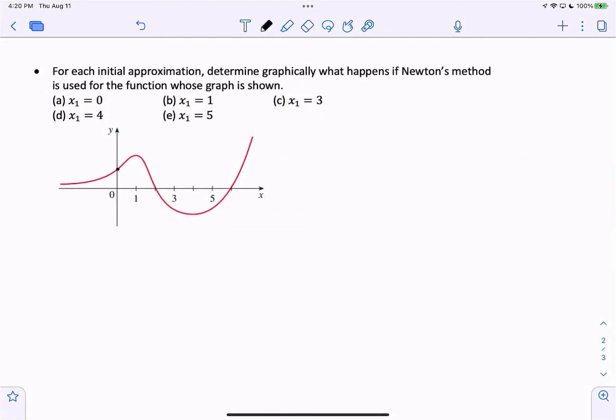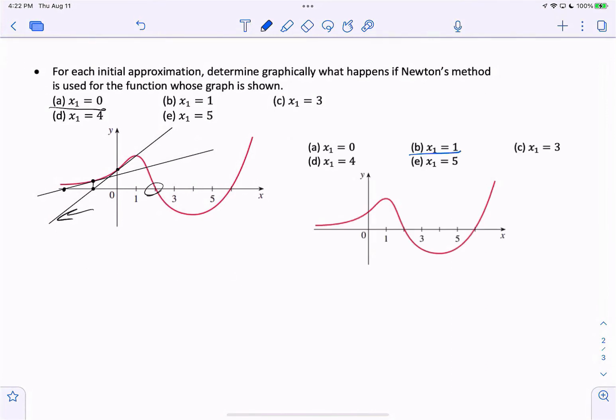So suppose we make x1 equals 0 our initial guess. The idea is there's a tangent line to the curve at that point. That tangent line has an x-intercept. That x-intercept is associated with another point. That point has a tangent line. And as this process continues, we're not going to get anywhere near an x-intercept. So that's what happens when we pick x1 equals 0.